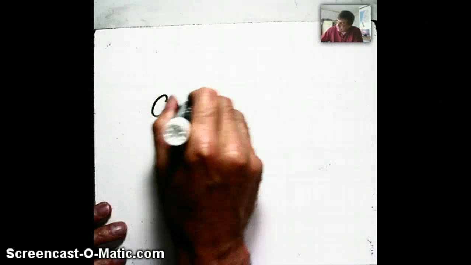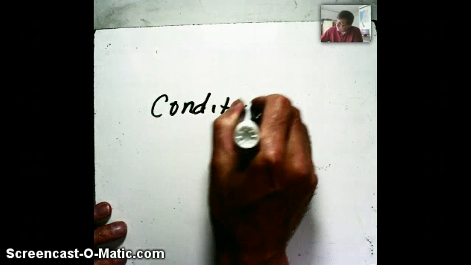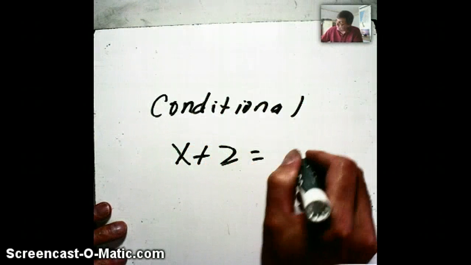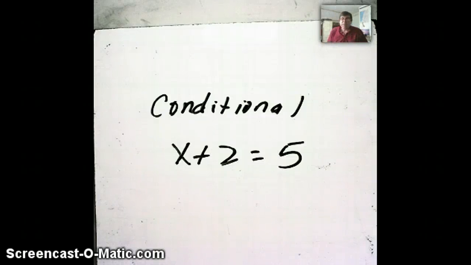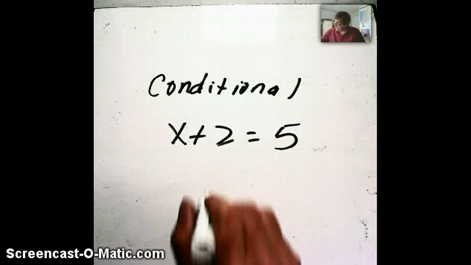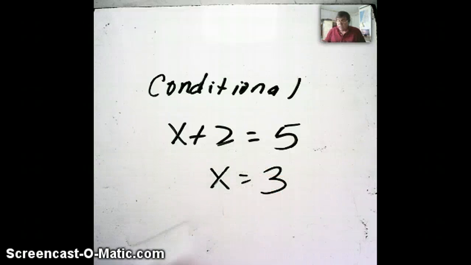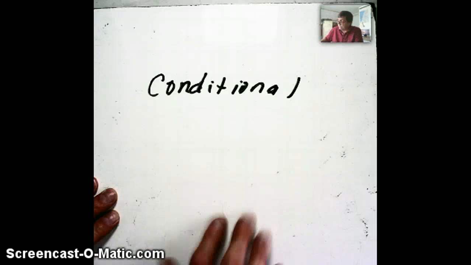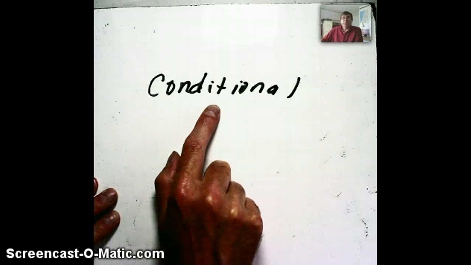All right, let's start with conditional. X plus 2 is equal to 5. What is the solution to this equation, or linear equation? It is 3. That equation is true conditional upon x being 3. That makes sense. So one solution. Conditional, one solution.